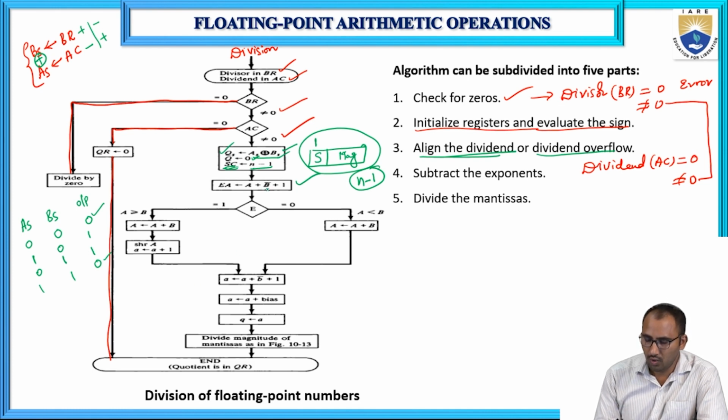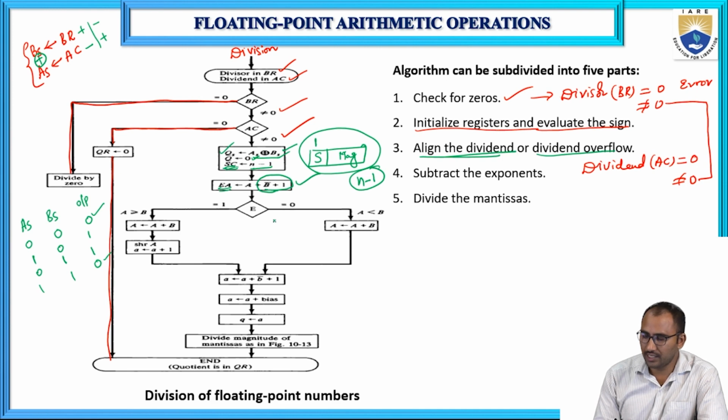So here, B is the divisor. That means here we are doing a 2's complement. First we find the 1's complement of the B register, that is nothing but B bar, and then we add 1 to that. So B bar plus 1. This we add to the dividend, so that the dividend will be aligned, and that result will be stored in EA.